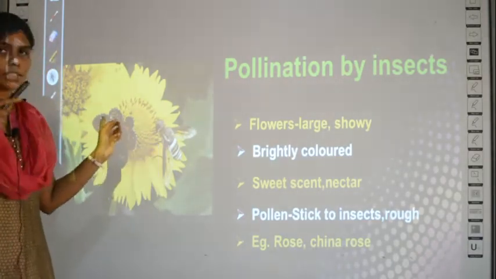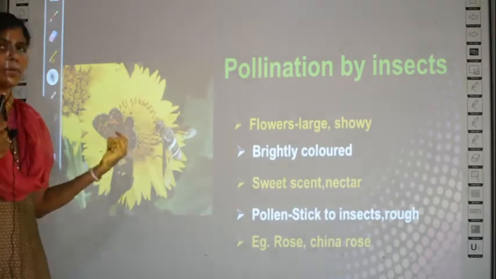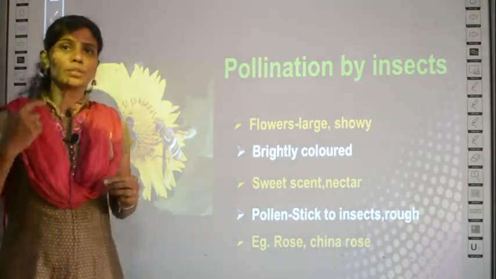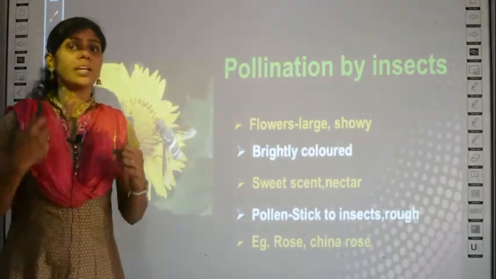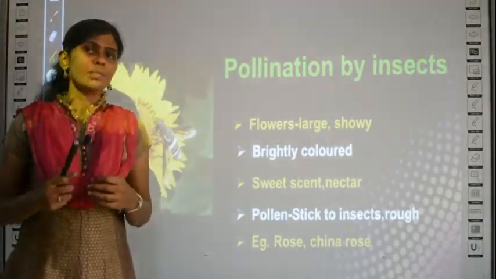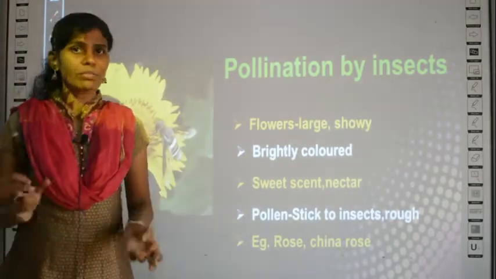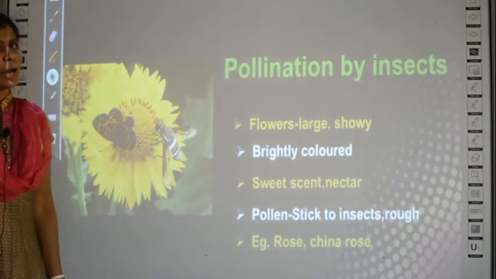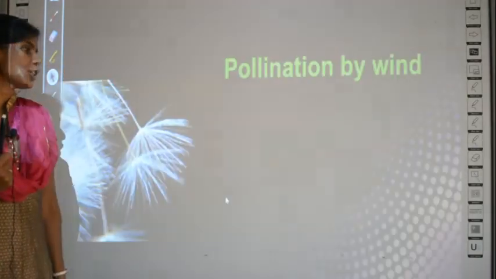When these insects sit on the flower, the pollen grains stick on the body of the honey bee or the butterfly. These honey bees and butterflies keep on going from one flower to another. They do not stick to one flower, they keep on moving to different places for collecting the nectar. During that time the pollen grains stick to the surface from one flower, and when they go to the next flower, they give the pollen grains to the stigma of the next flower. So, what will happen? Pollination will happen. Clear? So, this is about pollination by insects.